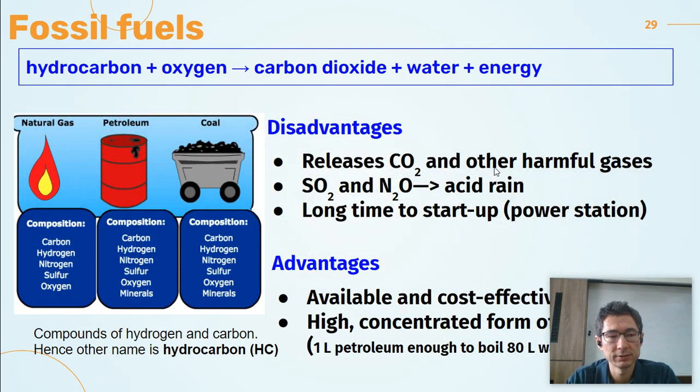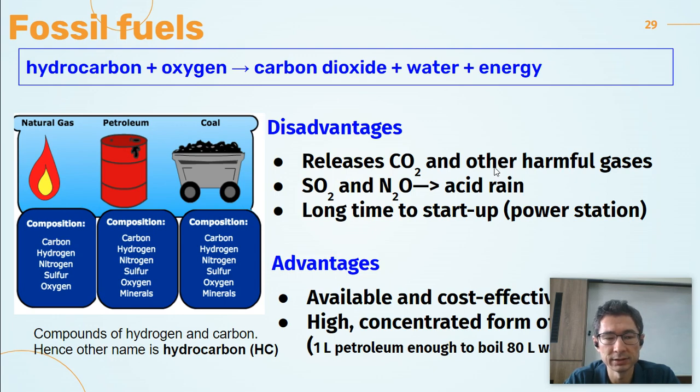All right, let's start with the disadvantages, the cons. It releases again CO2 and harmful gases. As you can see, their compounds contain sulfur and oxygen, so sulfur dioxide, and there is nitric oxide, N2O, nitrogen and oxygen. They are a main source of greenhouse gases as well as acid rain. So when you hear about acid rain, it is because of these gases.